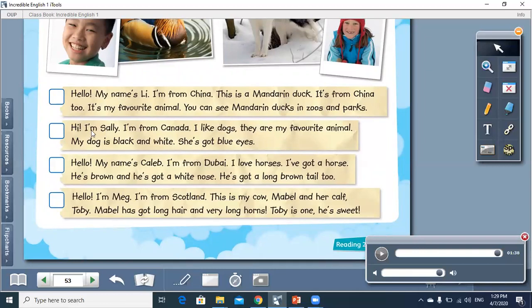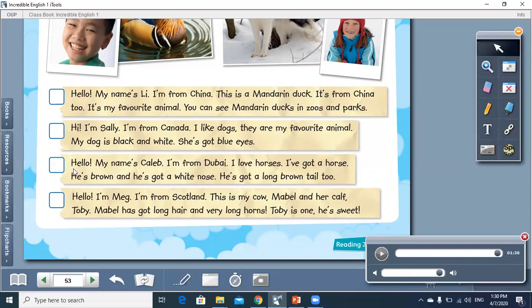Hi. I am Sally. I am from Canada. I am from Canada. I like dogs. I like dogs. They are my favorite animal. They are my favorite animal. My dog is black and white. She's got blue eyes. She's got blue eyes. This is Sally.